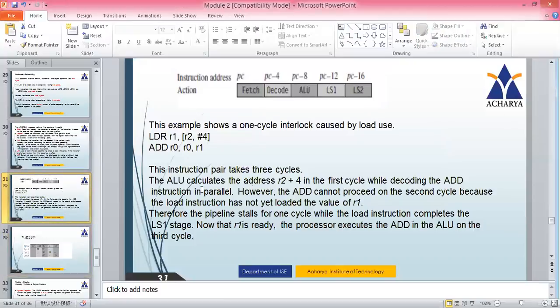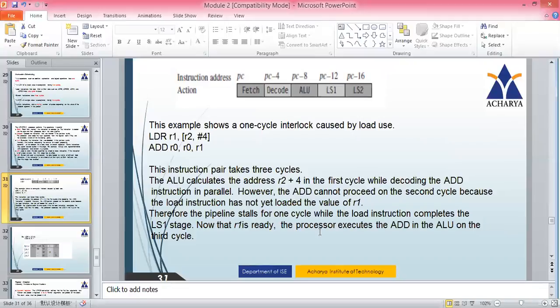So to summarize, this instruction pair takes 3 cycles. The ALU calculates the address R2 plus 4 in the first cycle while decoding the add instruction in parallel. However, the add cannot proceed on the second cycle, as we saw, because the load instruction has not yet loaded the value of R1. Therefore, the pipeline stalls for 1 cycle.